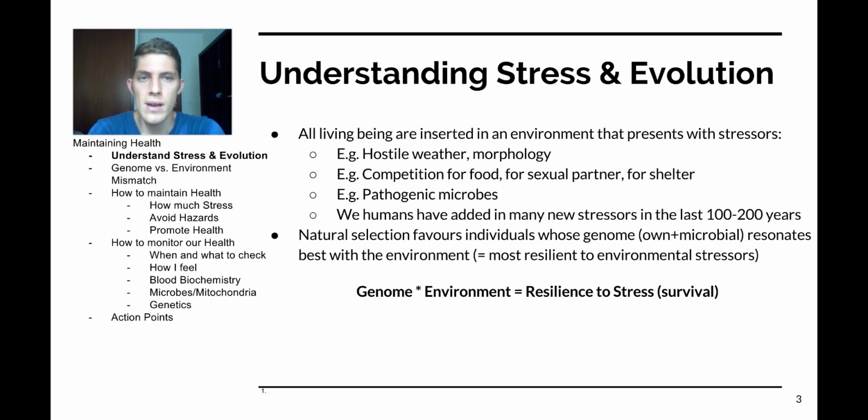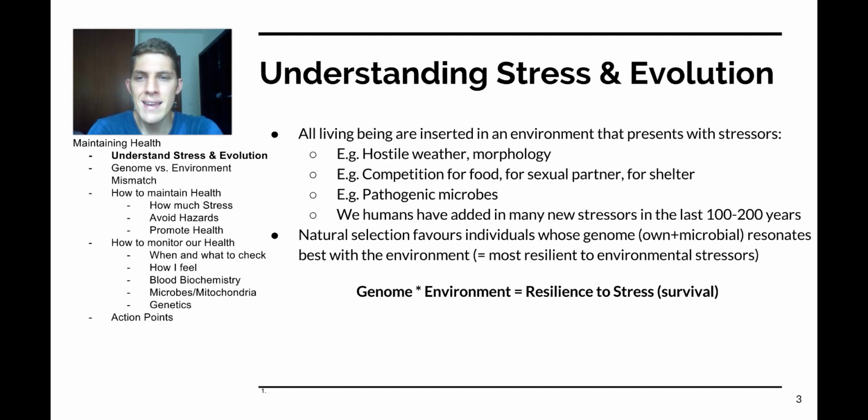Examples I've listed here of stressors can be hostile meteorology. Even the hot weather we have now in Europe is a stressor. Morphology. We have stress from competition for food, for a sexual partner, for a house, apartment, for a promotion at work. There is stress from pathogenic microbes in the environment. And then in addition, we have many new stressors that we didn't have, let's say, 200 years ago. Things such as chemicals, artificial wavelengths, new foods. All these are stressors. They all somehow challenge our body.